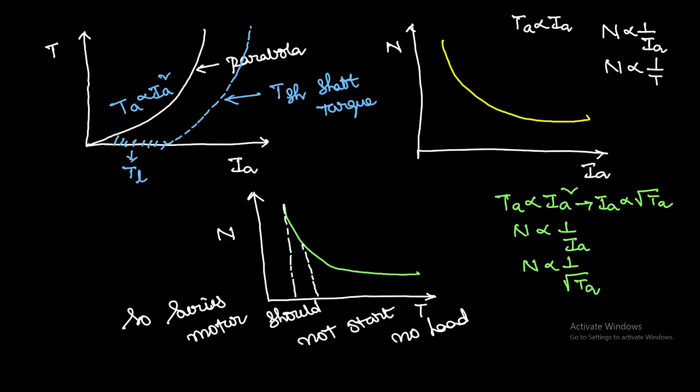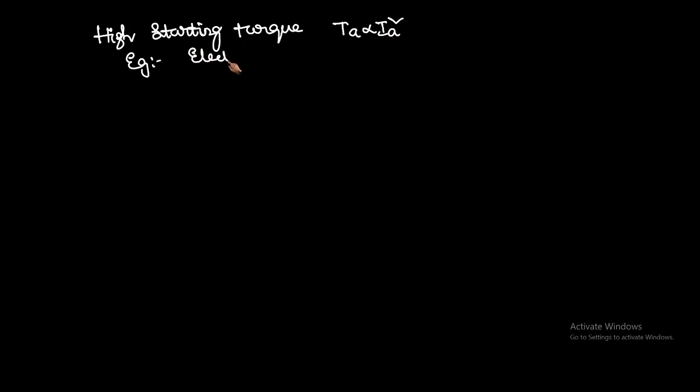Next, another important point about this series motor is that it has high starting torque. For applications which require high starting torque, we can go for this type of DC motor, where armature torque is proportional to Ia square. Examples of these applications are electric trains. We are seeing electric trains. Next, cranes and hoists. For this type of applications we go for the DC series motor.